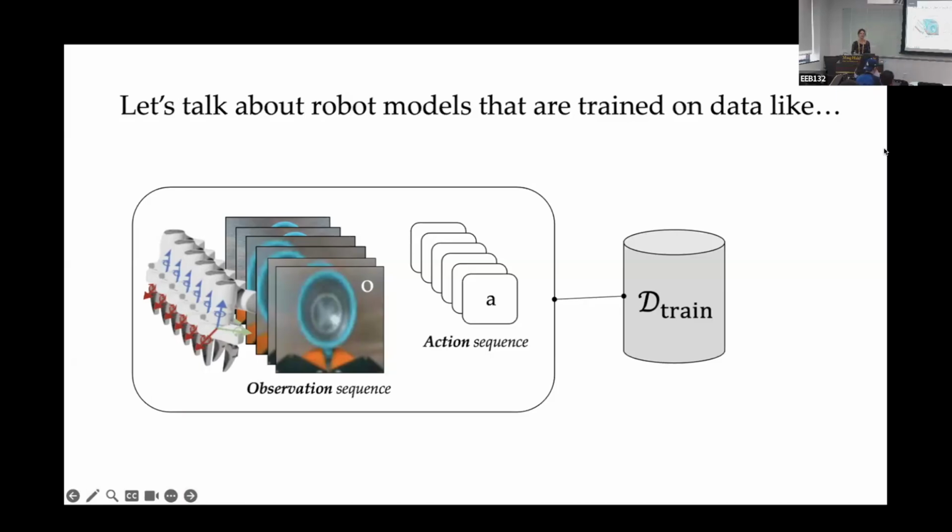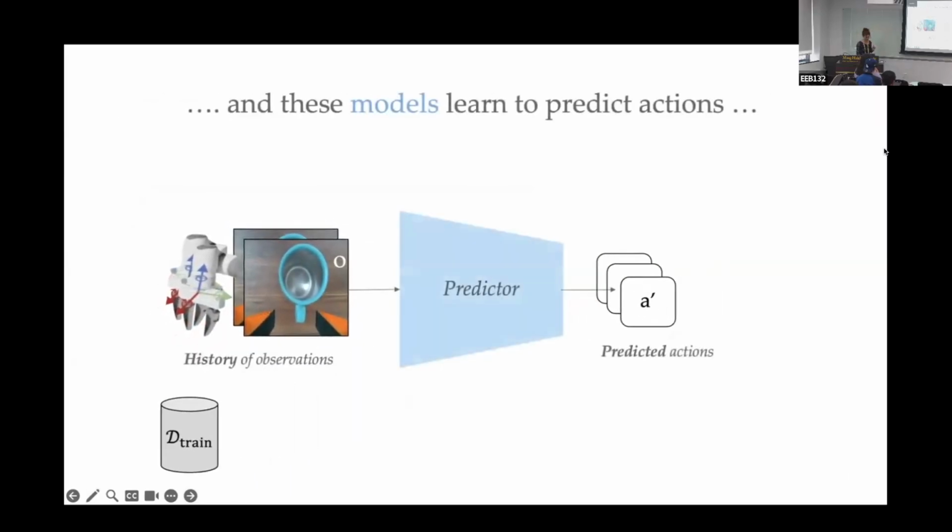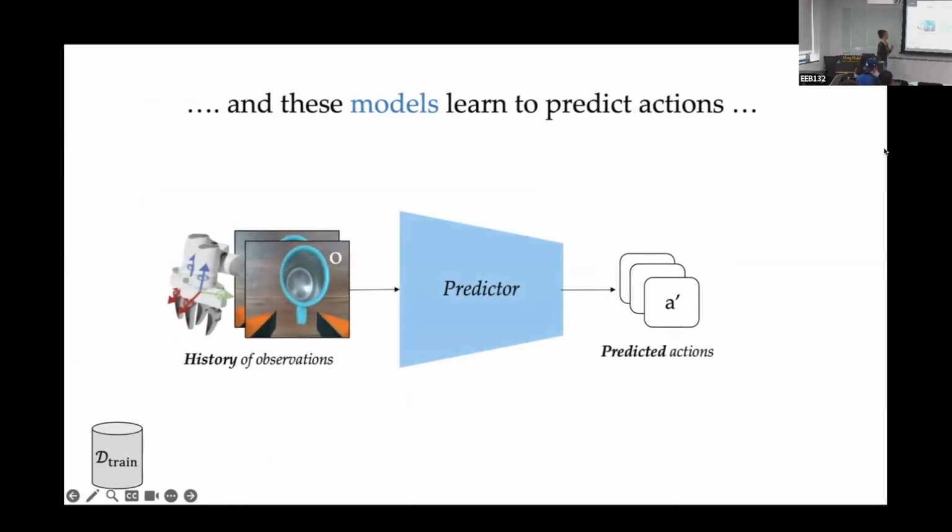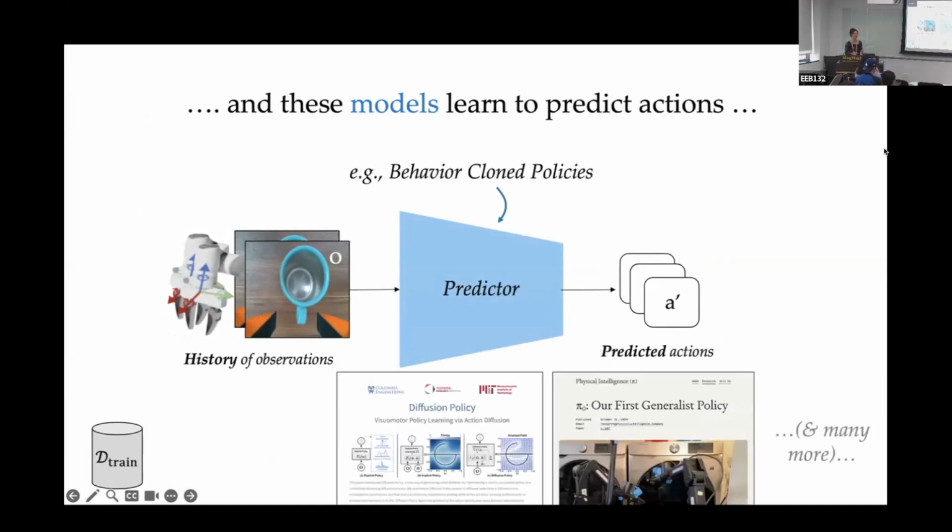And with this data, you can train very broadly two kinds of predictive models. The first kind of predictive model looks something like this. You get to see a history of observations, and you learn to predict some future actions. This is maybe commonly known to all of you as some kind of behavior cloning policy or imitation learned policy. It's become very popular in the past few years. Here's just two examples, diffusion policy and Pi0, that are trained essentially like this.